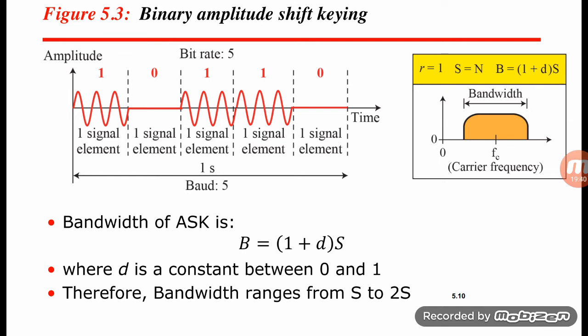Okay, so if you have these 5 bits, then of course the bit rate is 5 because this time is 1 second. And since you are sending one signal element per bit, the baud rate is also 5. Right? Is that clear?